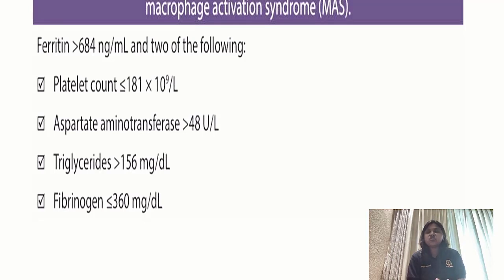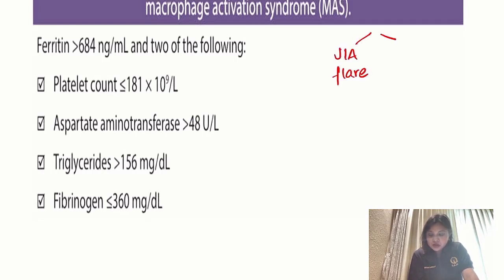Suppose a patient with JIA comes with an acute attack, that there is increased pain in the joints and decreased range of motion in the joint. So you might be confused whether this is a JIA flare or it is something else. What something else am I talking about? I'm talking about macrophage activation syndrome. In short, we call it MAS, right? So we need to know whether we are dealing with a JIA flare or we are dealing with MAS.